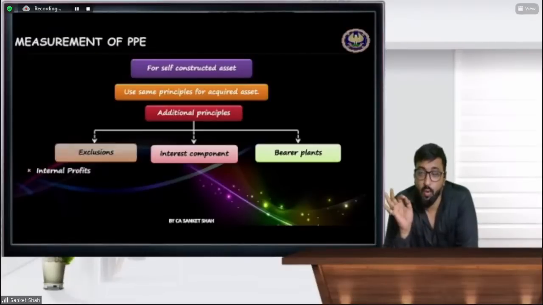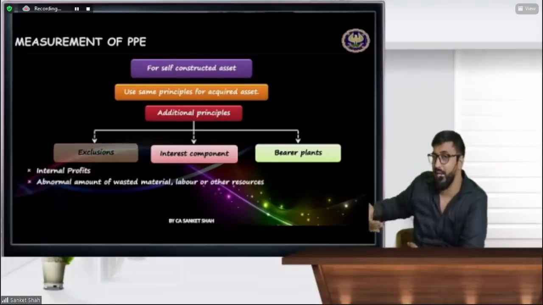Suppose I'm buying material at rupees 500 and I'm using that same material in construction of my asset. So I will show it at 500 only. I should not show it at 700 rupees. So there is no internal profit. My cost, I will record on that basis. Self-construction, whatever cost I incur, I will add.